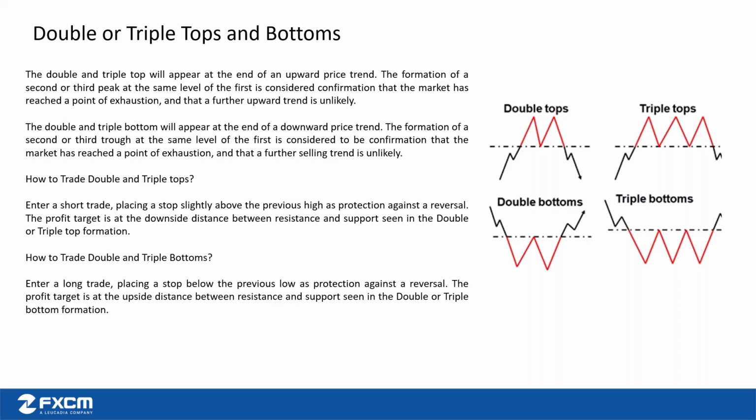How to trade double and triple bottoms. Enter a long trade, placing a stop below the previous low as protection against a reversal. The profit target is the upside distance between resistance and support seen in the double or triple bottom formation.